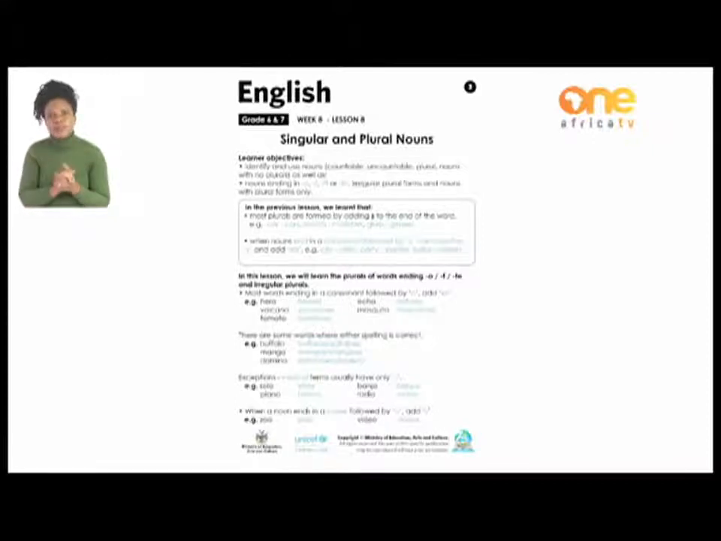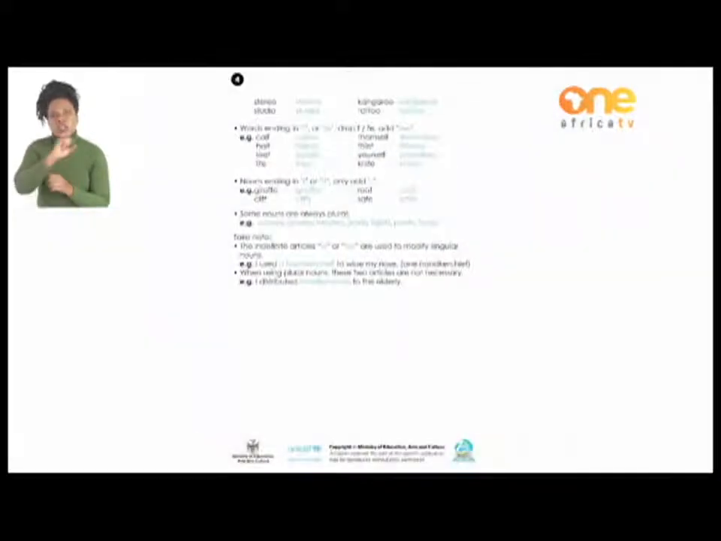With musical terms, we usually have only one S. For example, solo is solos, banjo, banjos, piano, pianos, radio, radios. When a noun ends in a vowel followed by O, we only add S. Zoo, zoos. Video, videos. Stereo, stereos. Kangaroo, kangaroos. Studio, studios. Tattoo, tattoos.